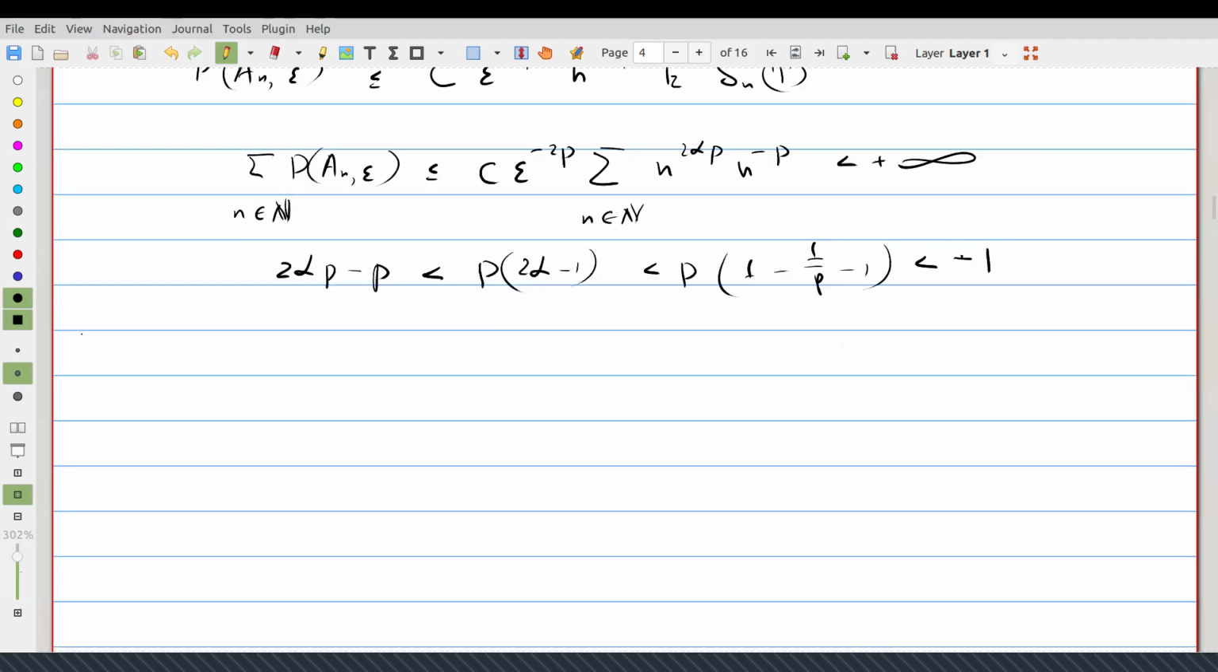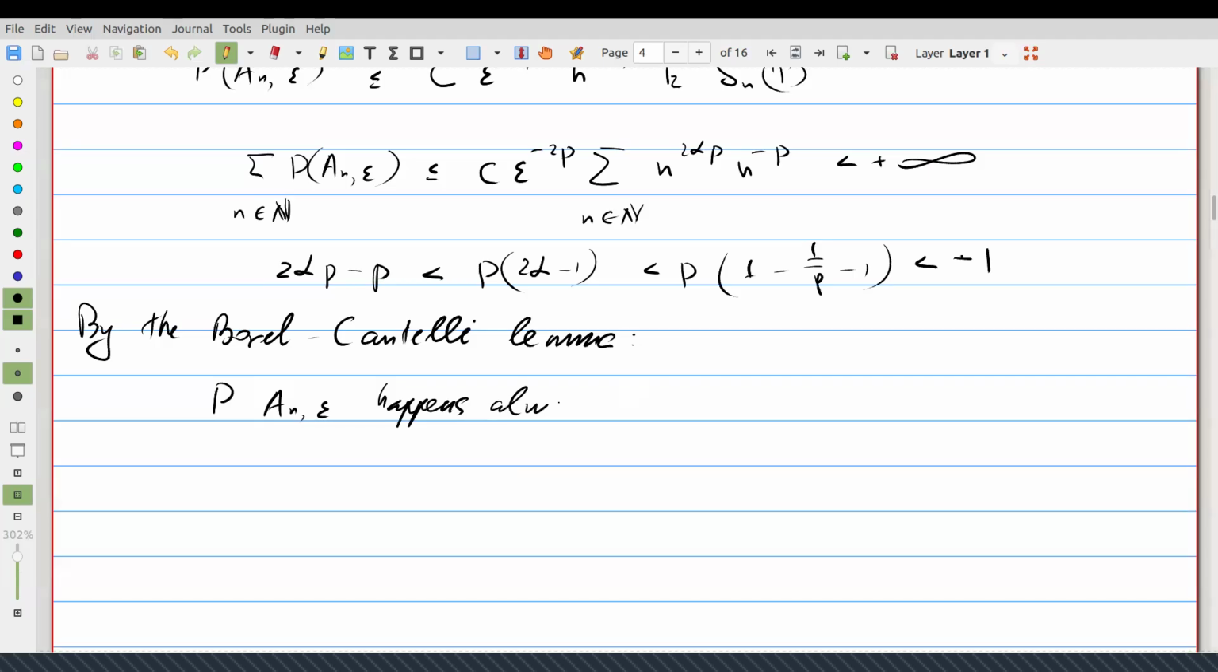Now, which means that by the Borel-Cantelli lemma, the easy part, the probability that A_n epsilon always happens from some n_0 is 1. And that's effectively what we need.